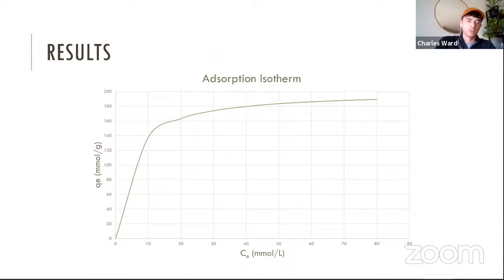All right, so some of the results. The first thing I looked at was plotting CE versus QE. And this is the isotherm I would use to see if my model follows my experimental data. So I could use ICP or something like that to measure these values, plot it against this model, see how closely they match to each other, okay? But this is the expected curve.